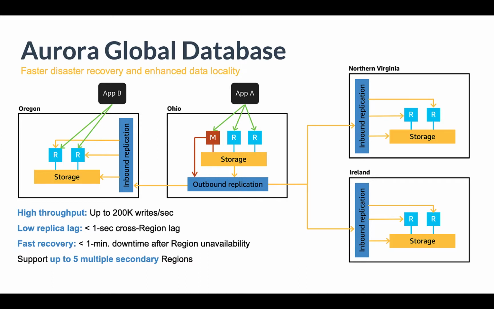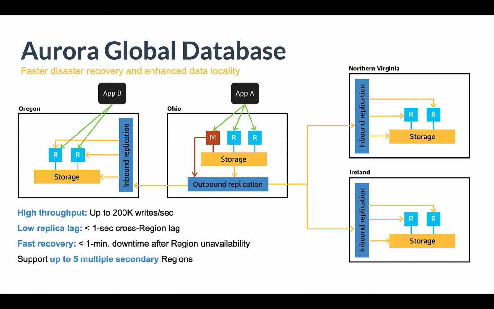Aurora Global Databases replication supports up to 5 secondary regions, so you can have a total of 6 regions in your global database cluster topology, a primary and 5 secondaries. Another important point here is in each secondary region, you can have up to 16 read replicas. So across the Aurora Global Database cluster topology, you can have up to 90 read replicas. That means you can have a very large read throughput globally.